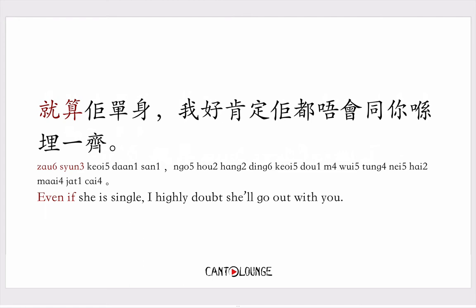我好肯定, I'm very certain. 佢都唔會, she still won't. 同你, with you. 喺埋一齊, go out. 喺埋一齊 is actually a fixed phrase. It means to literally be with you. It means she won't go out with you, right? So that's how you translate it, if you're wondering.